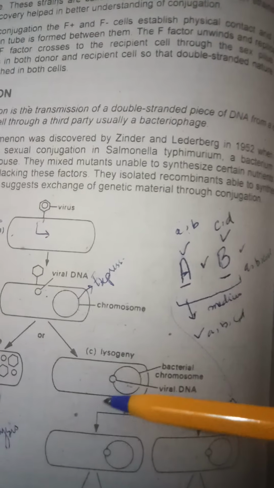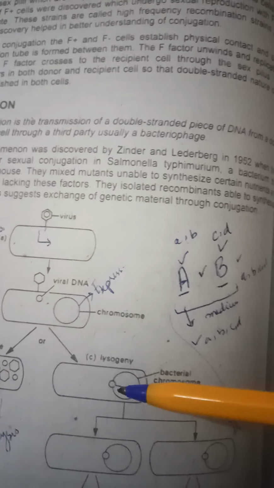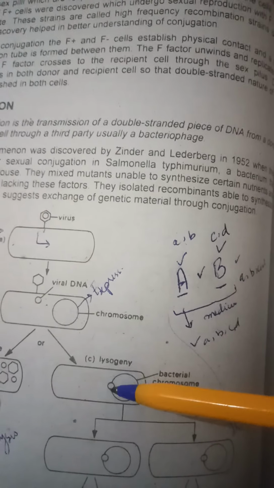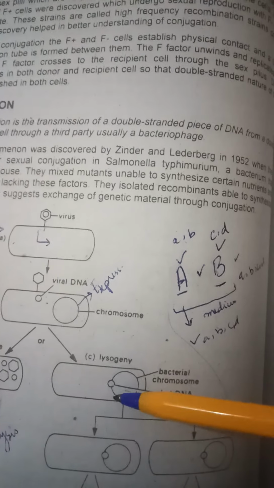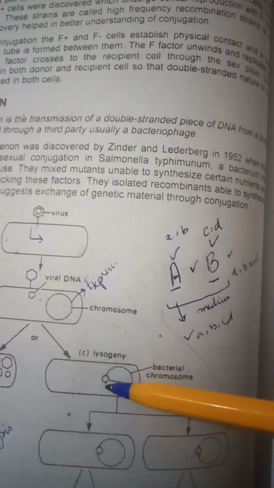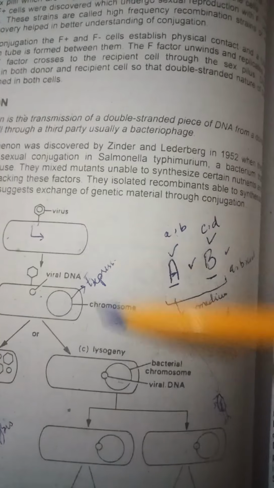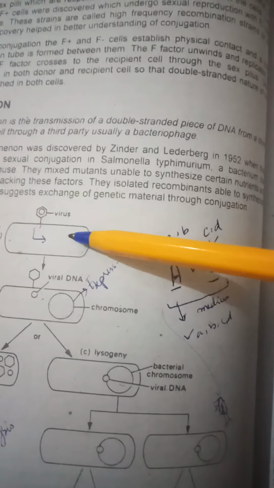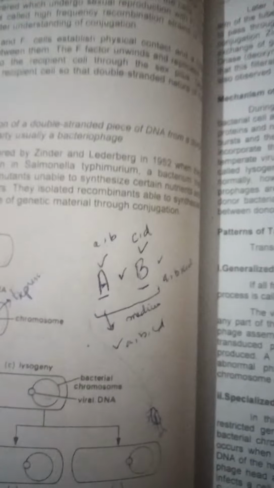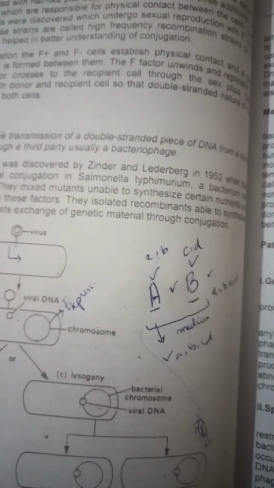But in the case of specialized transduction, only specific parts of the bacterial DNA which are present near the prophage DNA are fragmented, or partitioned, and enter the bacteriophage structure and can be transferred to the other cell. Not all the bacterial DNA is able to be transferred to another bacterial cell. So this case is called specialized transduction. So we can differentiate between these two, the generalized transduction and specialized transduction.